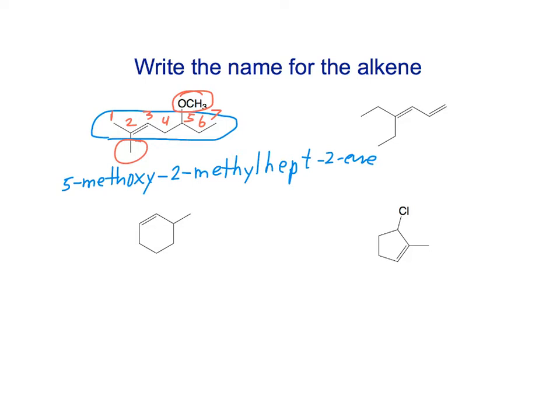Now the next one has 2 double bonds, right? So we could pick a chain here, and when we have 2 double bonds, this is going to be called a diene. And so we're going to name this as an alkadiene. So the alka part, let's see how many carbons we have. 2, 3, 4, 5, 6. So this is going to be a hexa.